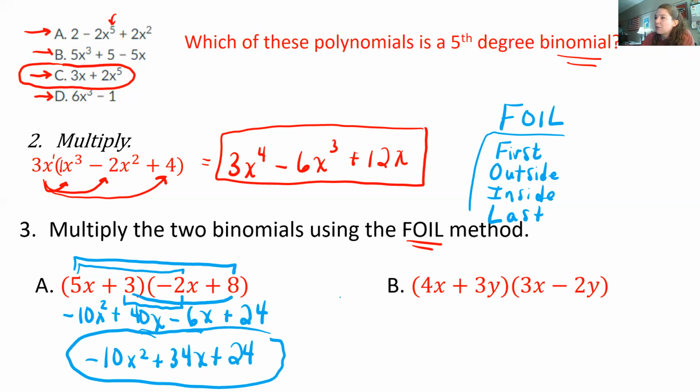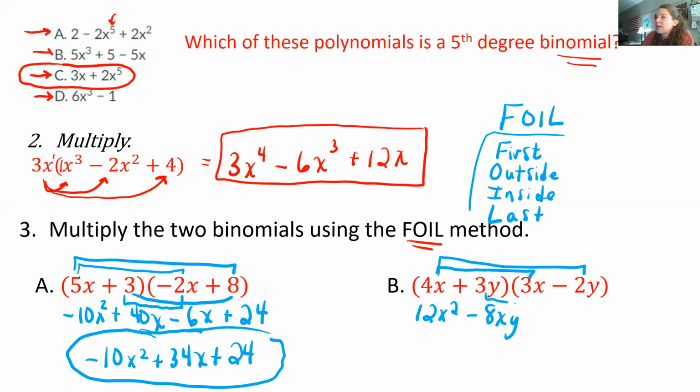All right, let's try letter B. So we're going to FOIL this. So we're going to do the first 2 terms. 4x times 3x is 12x squared. And then our outside terms is 4x times negative 2y. So 4 times negative 2 is negative 8. And then x times y is xy.